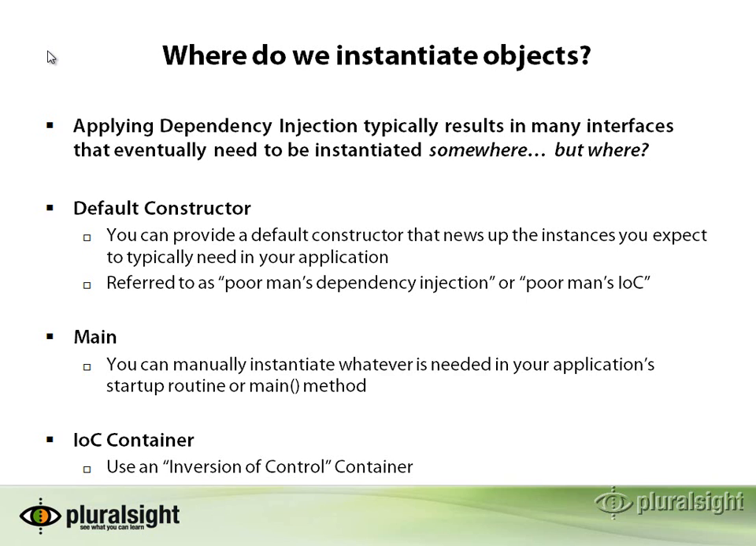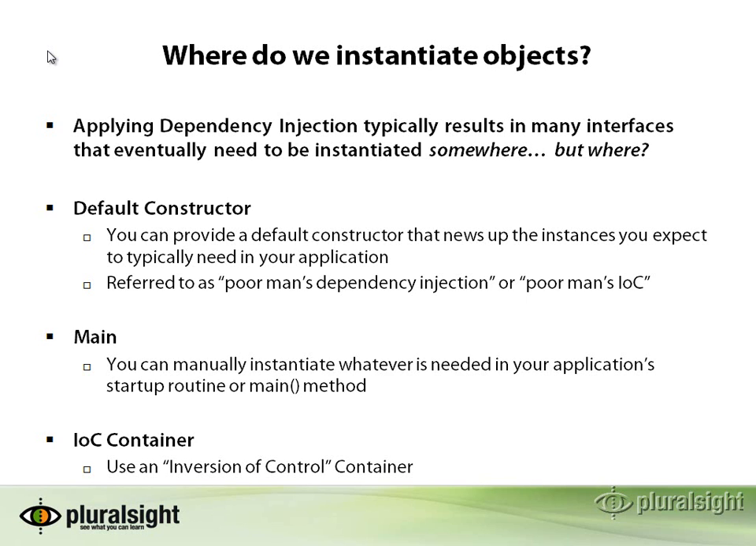We could create a default constructor that automatically passes in a new notification service, which is our default implementation of the INotificationService. Now any code that is calling this will continue to work just as it did before, and we'll still be able to inject alternate implementations, for instance, in our tests when we wish to do so. This is sometimes called poor man's dependency injection or poor man's IOC. IOC means inversion of control, and we'll see that in just a moment.